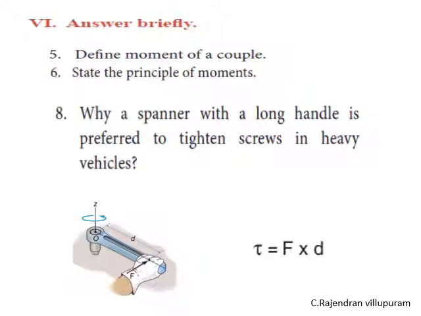So then these are brief questions. Define moment of a couple and state the principle of moments. This we have already done. Then, why is a spanner with a long handle preferred to tighten the screw in a heavy vehicle?